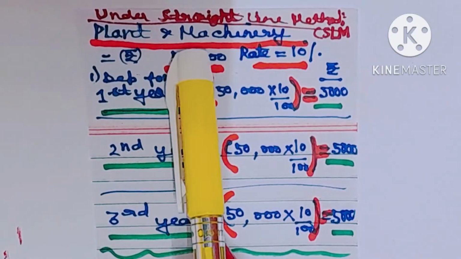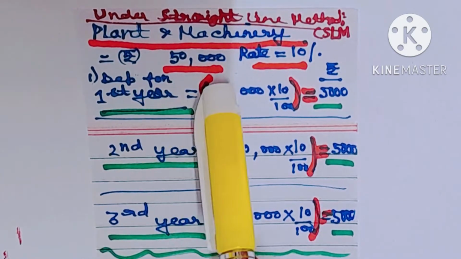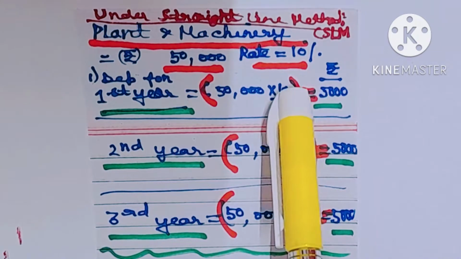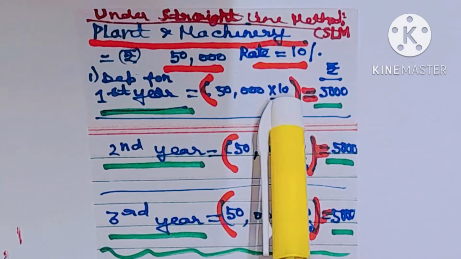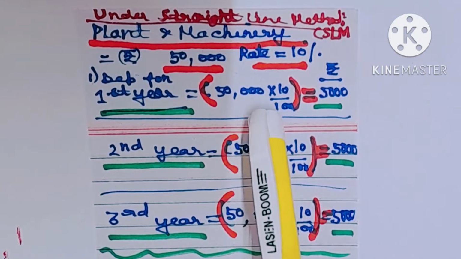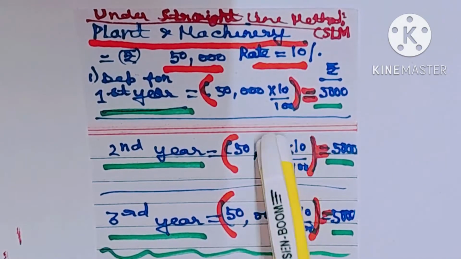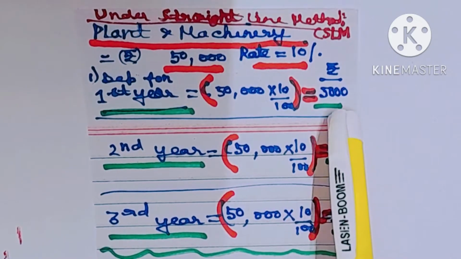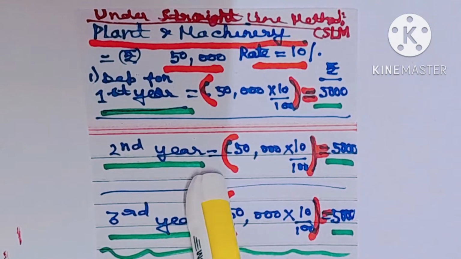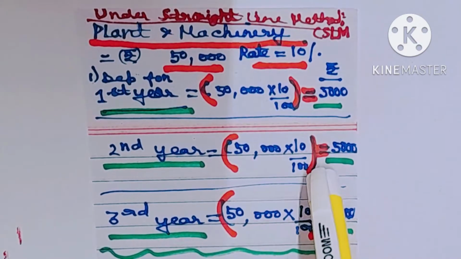See, under straight line method or SLM in short form, let's say the cost of plant and machinery is equal to rupees 50,000 and the rate of depreciation is equal to 10%. So what will be the depreciation for first year? Depreciation for first year will be cost of plant and machinery into rate of depreciation. So cost of plant and machinery is rupees 50,000 into 10 by 100 is equal to 5,000. What will be the depreciation for second year? Same. So the depreciation for second year is equal to 50,000 into 10 by 100, the same formula, is equal to 5,000.